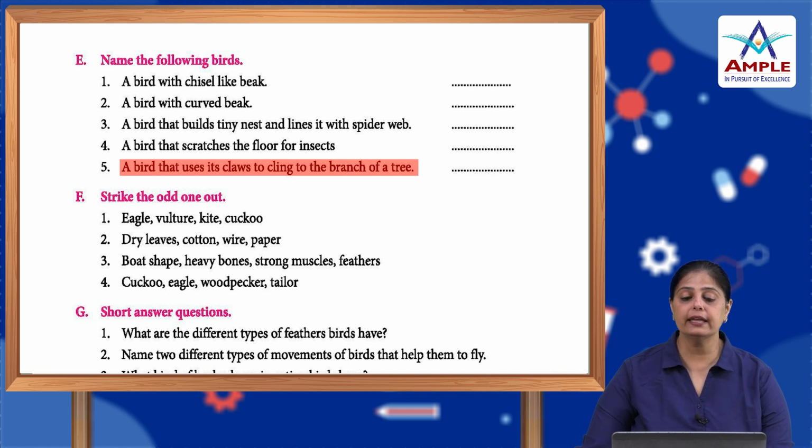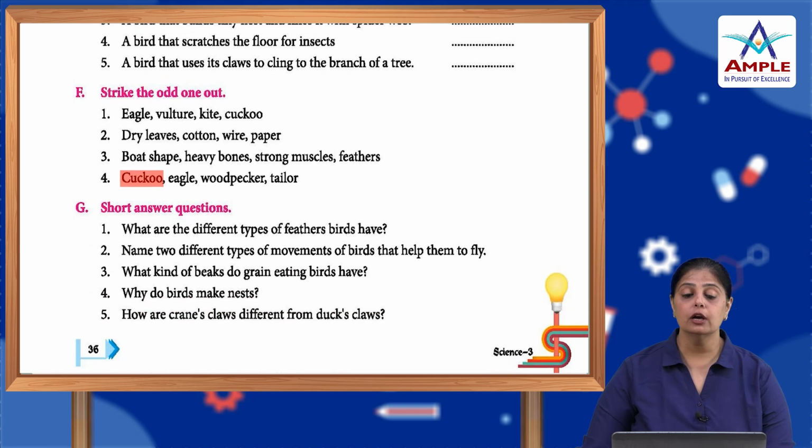Alright. Now, strike the odd one out. Eagle, vulture, kite, cuckoo. It's the cuckoo. Alright. Dry leaves, cotton, wire or paper. So, what is used? The dry leaves, wire and paper are used for building nest. Boat shape, heavy bones, strong muscles, feathers. Heavy bones is the odd one. It has to be hollow bones. Cuckoo, eagle, woodpecker, tailor. Okay, cuckoo. Cuckoo does not build its own nest.